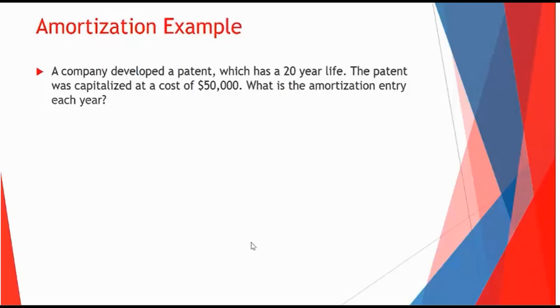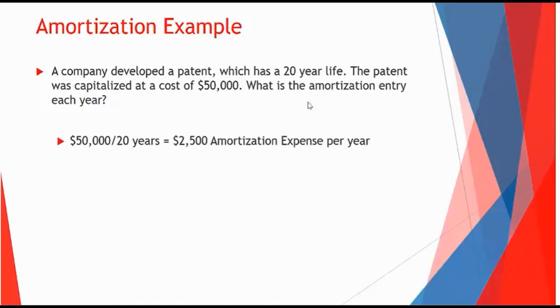As a simple example here, a company developed a patent, has a 20-year life, and they capitalize it at a cost of $50,000. So what is the amortization entry? Well, we know $50,000 total over 20 years gives us $2,500 in amortization expense per year.